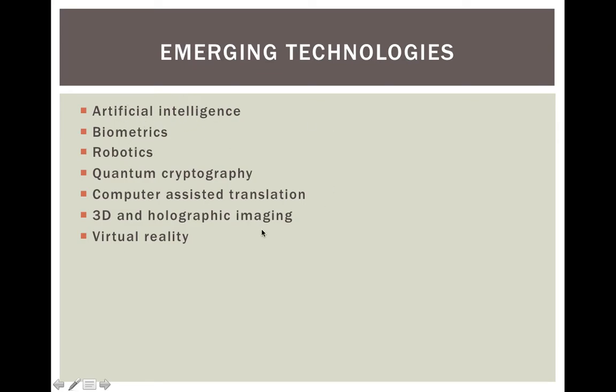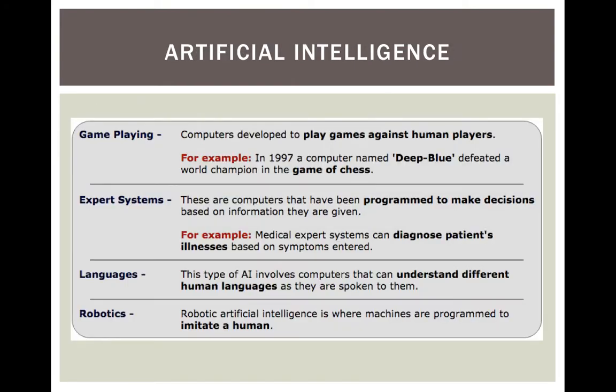If you want to spend some time going over the others, there is some great notes on this in ICT Lounge. So, if we would talk about artificial intelligence, where is it used? Mainly today, game playing, expert systems, languages, and robotics. So in game playing, artificial intelligence has been used to create computers that can challenge things like chess players. Okay, in '97, a computer named Deep Blue defeated the world champion in a game of chess.